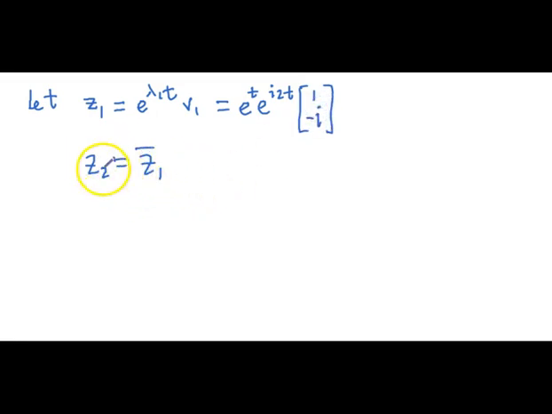As for the vector z2, we'll be taking the conjugate of precisely this vector. The conjugate of e^t would be exactly e^t. The conjugate of e^(I 2t) would be e^(minus I 2t), and the conjugate of this vector would be 1 and I.